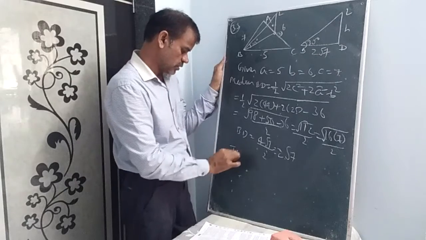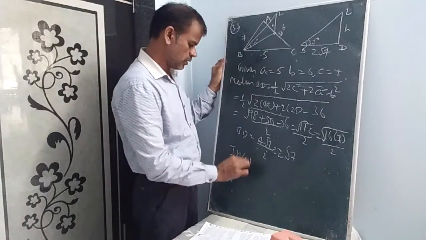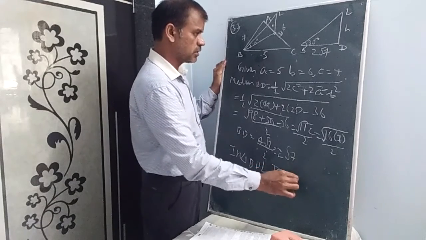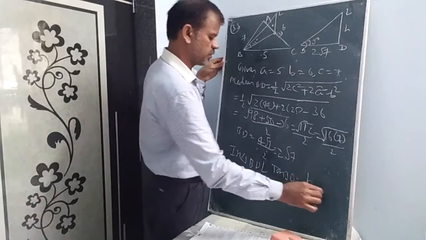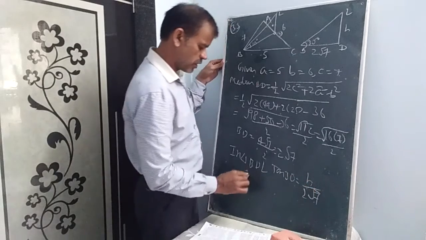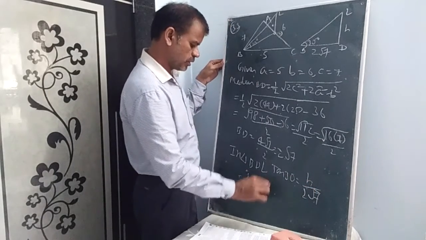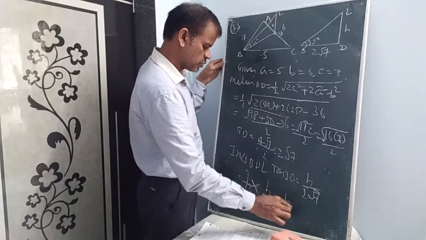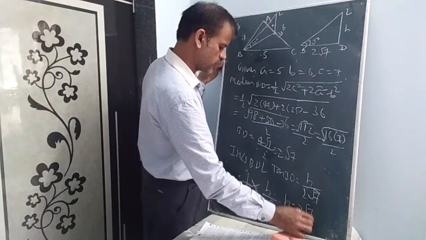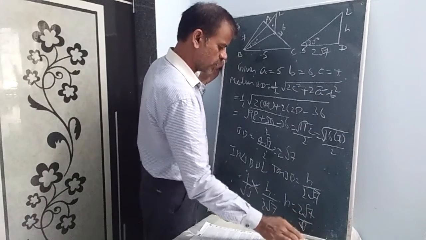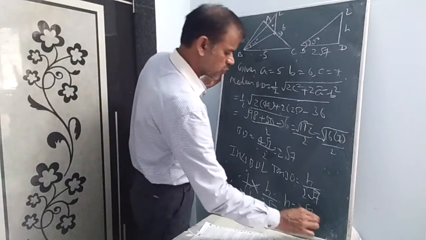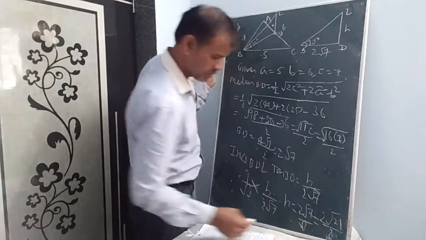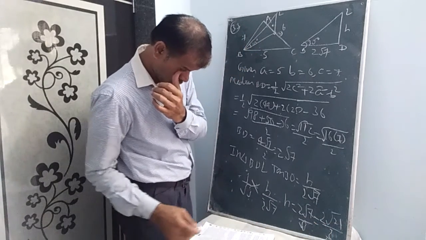Now in triangle BDL, L means lamp post. In triangle BDL, tan 30 is equal to H by 2 root 7. Tan 30 value is 1 by root 3. 1 by root 3 equal to H by 2 root 7. Take cross multiplication. So H is equal to 2 root 7 by root 3. Multiply and divide with root 3. So 2 root 21 by 3. 2 root 21 by 3 is the fourth option.